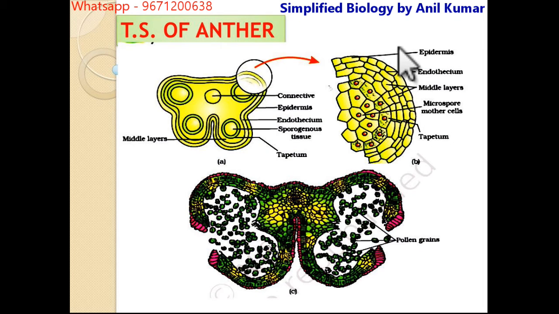This is the cut part of the microsporangium, that is microsporangia. If we check in detail, the first layer is the epidermis, the outermost layer. After that it is covered by the endothecium, and then 2 or 3 layers of the middle layer are present. After that is the microspore mother cell, abbreviated as MMC.